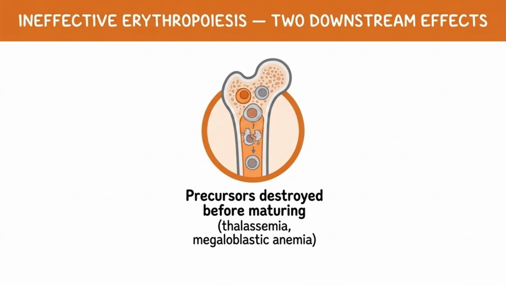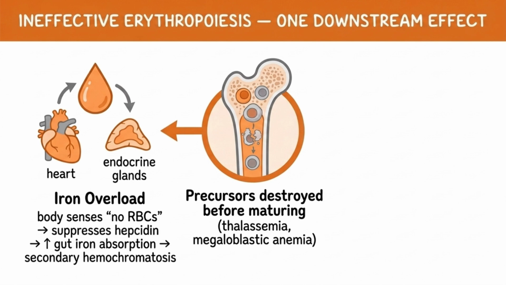First is iron overload. Normally, hepcidin acts like a brake on intestinal iron absorption, but in ineffective erythropoiesis, hepcidin is suppressed. So, intestinal iron absorption increases. And over time, it can lead to secondary hemochromatosis. And that iron can deposit in organs like the heart and endocrine organs, and it will cause organ damage.